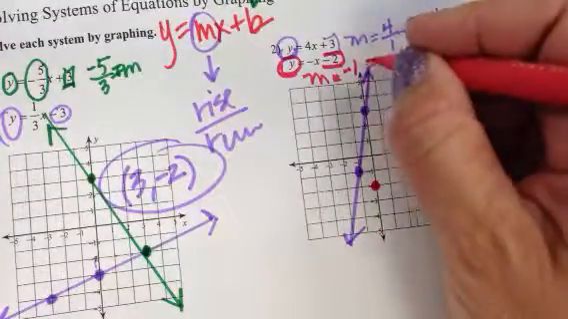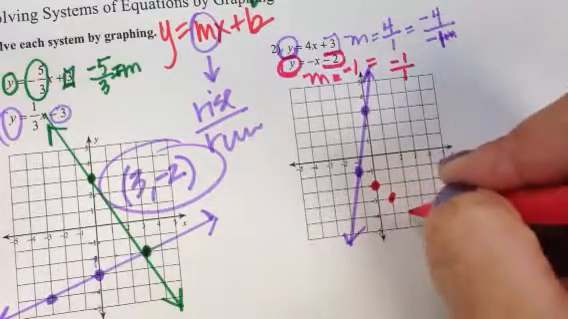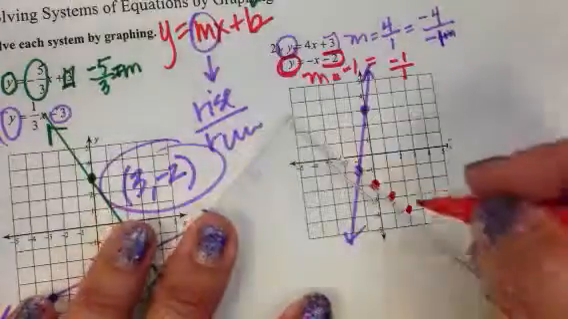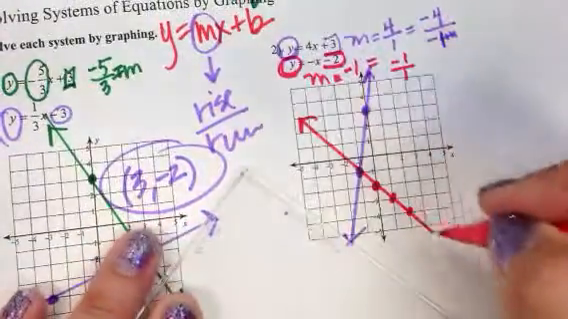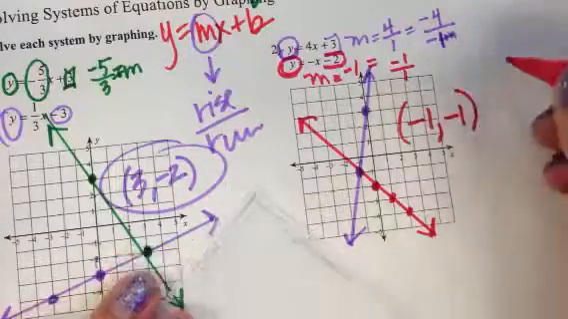Now, if it's negative 1, I'm going to treat it like negative 1 over positive 1. Down 1 to the right 1, down 1 to the right 1. And I'm going to graph that and find that the solution to this system is negative 1, negative 1.